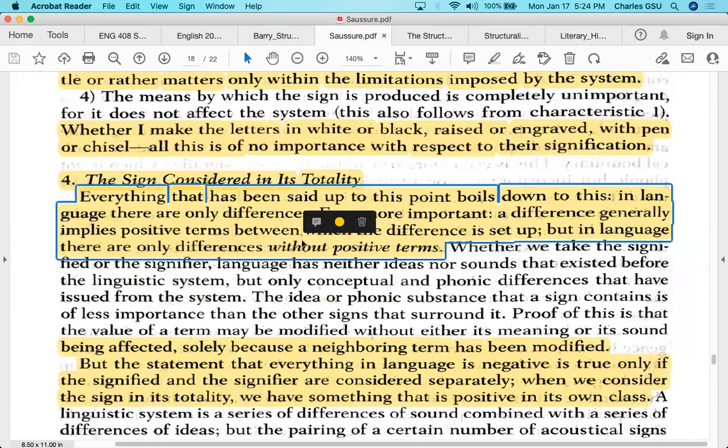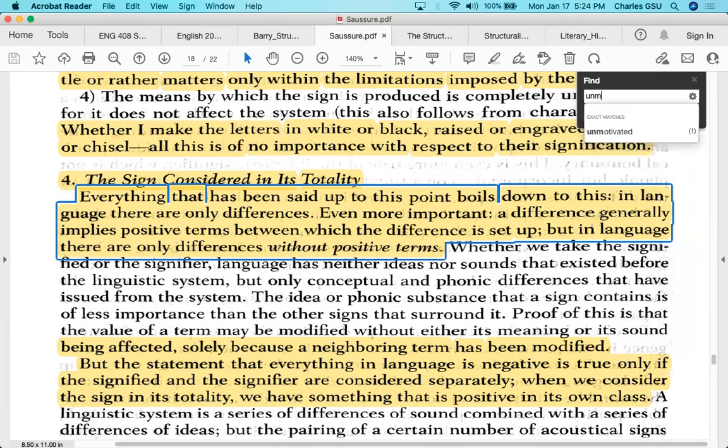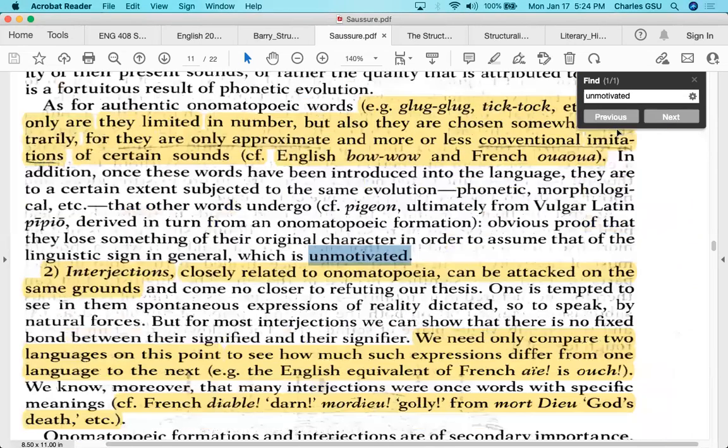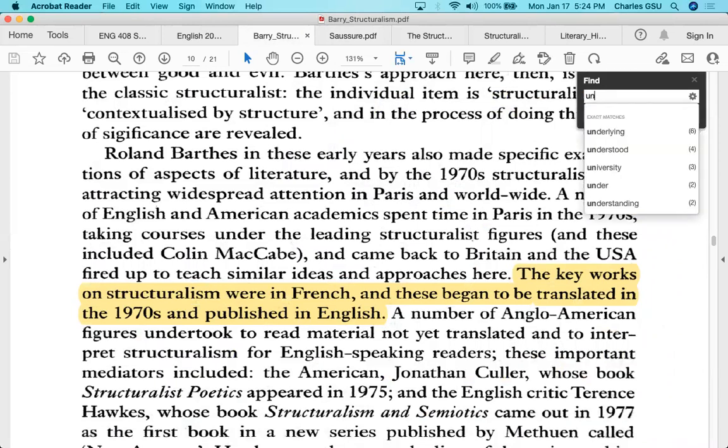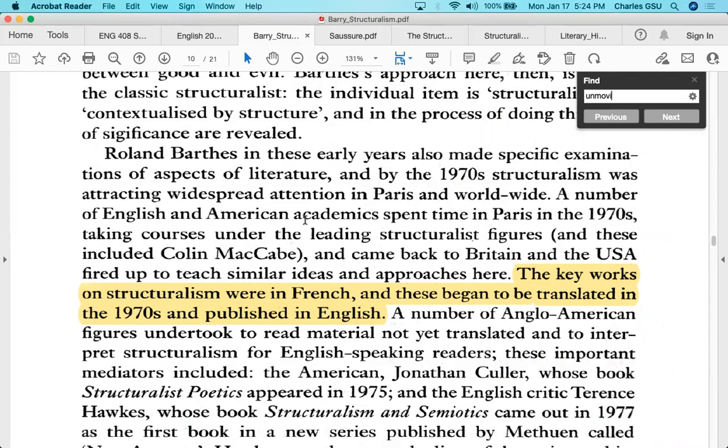Again, this is where he says, but in language, there are only differences without positive terms. That's what had been said earlier. I'm going to try to find that for you. An unmotivated sign. An unmotivated sign is something that, because words don't have any intention or purpose, they just exist. They're unmotivated by what they try to express. Barry has it here too, I believe.